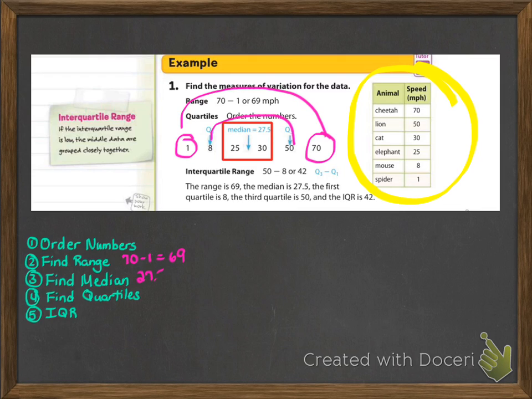It's 27.5. Now, what they did, if you remember, is they did 25 plus 30, and they divided it by 2 because you have to find the mean. Well, 25 plus 30 gives you 55 divided by 2, and that's how they get their 27.5. I just didn't show you the actual division, but you would do 55 divided by 2, add a decimal and a 0, and you get your 27.5.